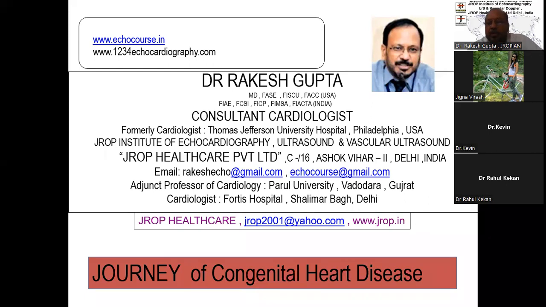Why is it so? Because the structures which you have to identify do not come labeled. There are certain characteristics of these structures which you have to identify to label them as left atrium, left ventricle, right atrium, right ventricle accordingly. So that is the most difficult part of congenital heart disease.